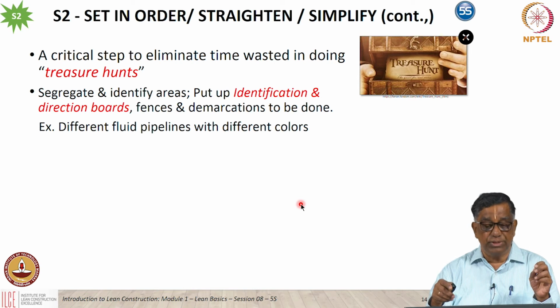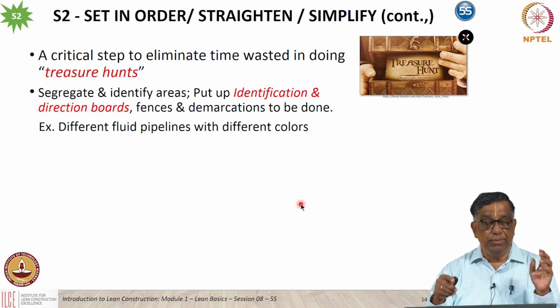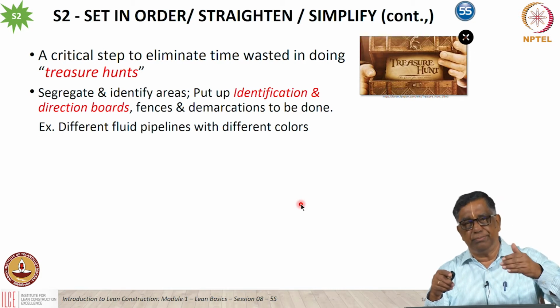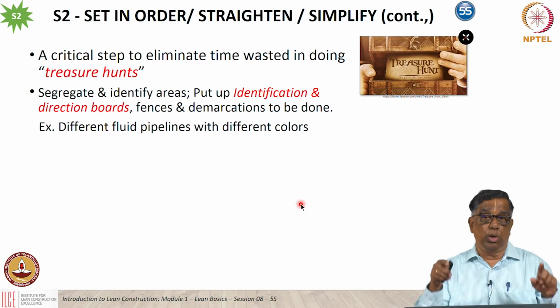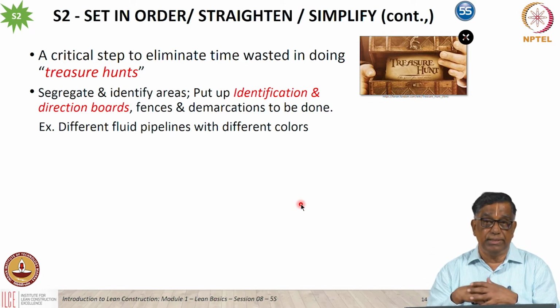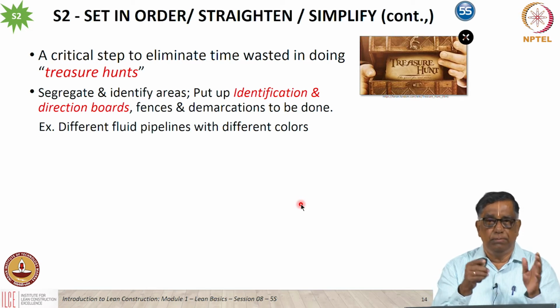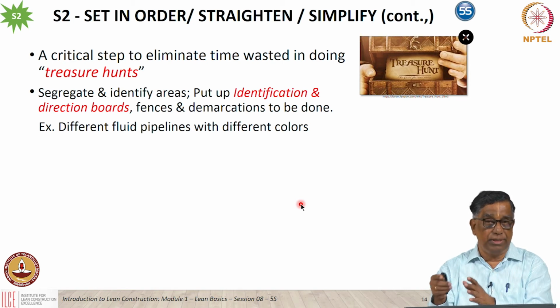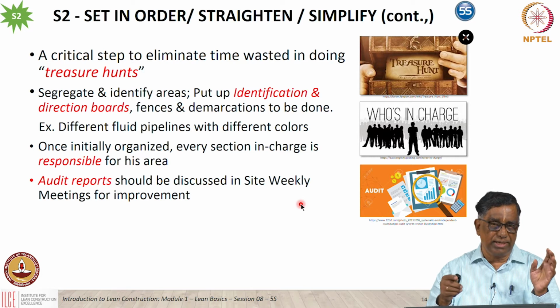Another important part of S2 is having good direction boards, signboards. People should know, in each area, what is being done in that area, and then there should be overall maps for the entire site area, so people know how to reach a particular location. Scrap yard is marked so, bar bending yard is marked so, carpentry yard is marked so, like that. So everybody knows how exactly the site is organized.